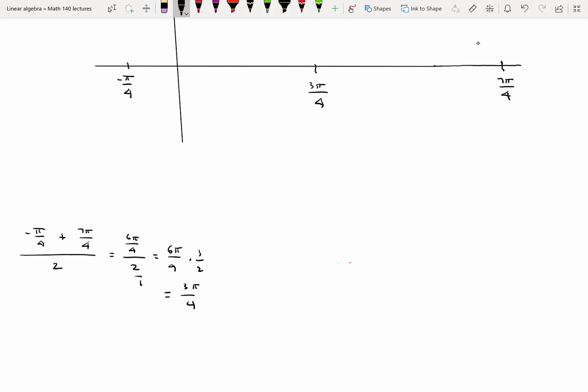2 periods have to go in this area. So I need some more points. So let's find the midpoint between negative pi over 4 and 3 pi over 4. So negative pi over 4 plus 3 pi over 4. Add the two extremes, left endpoints and right endpoints, and then divide by 2. You can always do this. Sometimes you don't have to. Sometimes you can see what the answer is going to be. So this is 2 pi over 4 divided by 2, or 2 pi over 4 times 1/2, which is 1 pi over 4. So this is 1 pi over 4.